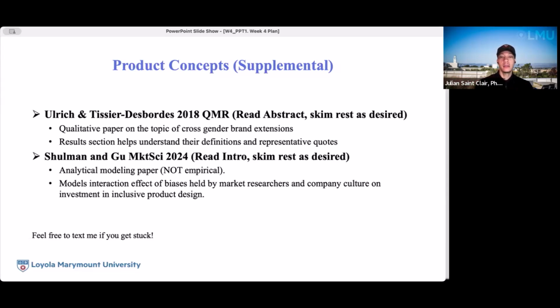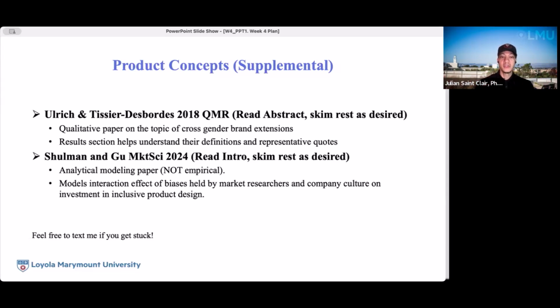What is happening in analytical papers is they're essentially making assumptions about how the market or how stakeholders or different actors in the market are behaving, and then they're using math to describe how these relationships are going to map onto each other and therefore be predictive of different outcomes.